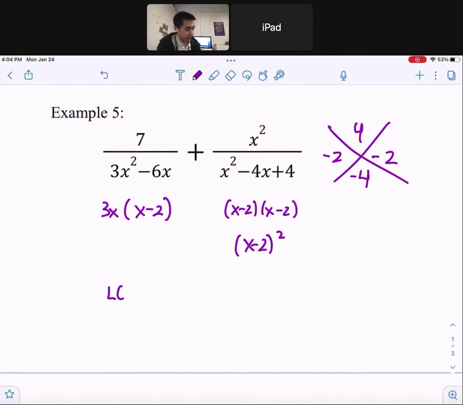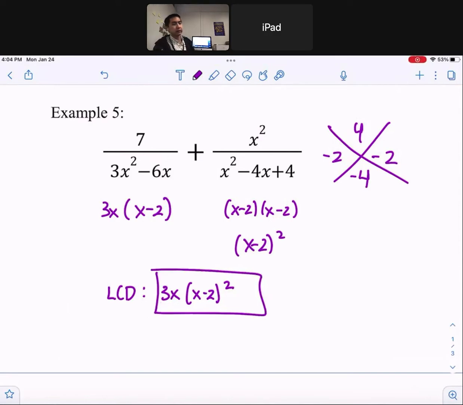Now let's find the LCD. 3x does not share anything in common with this, so we can just drop that down to be a part of the LCD. Now, they both have factors of x minus 2, so which one is bigger? This one. So this is going to be x minus 2 squared. And that's your LCD, least common denominator between the two.